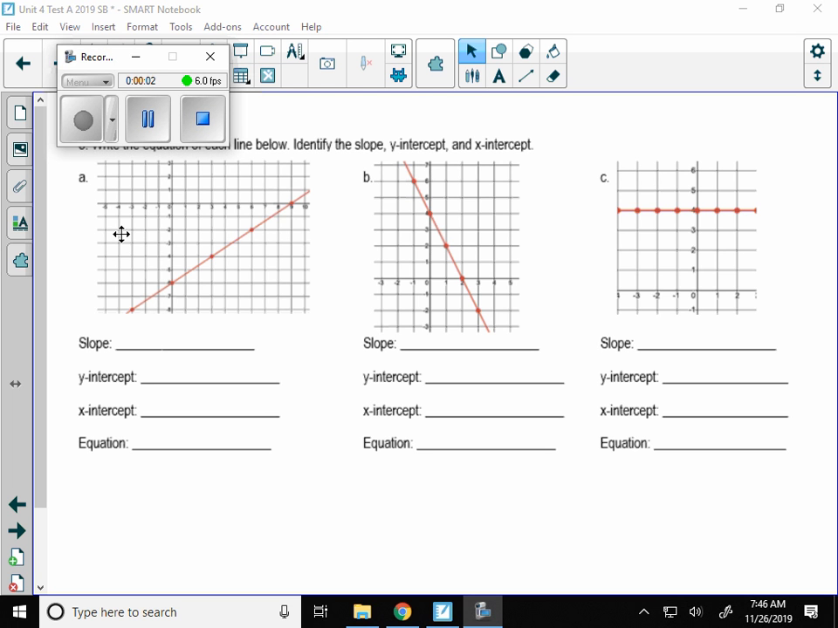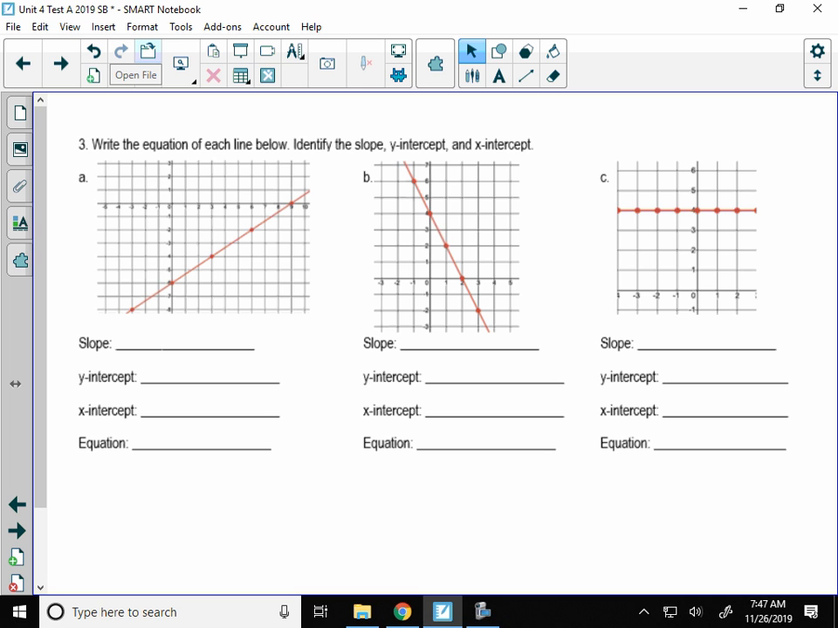All right, this next video is on number 3 of part 1 of your test. What we're going to be doing is writing the equation of these 3 lines. The first line is going to be a slanted line. So I'm going to have a slope and a y-intercept, and I'm going to be able to write the equation in slope-intercept form. First thing I want to identify is the slope.